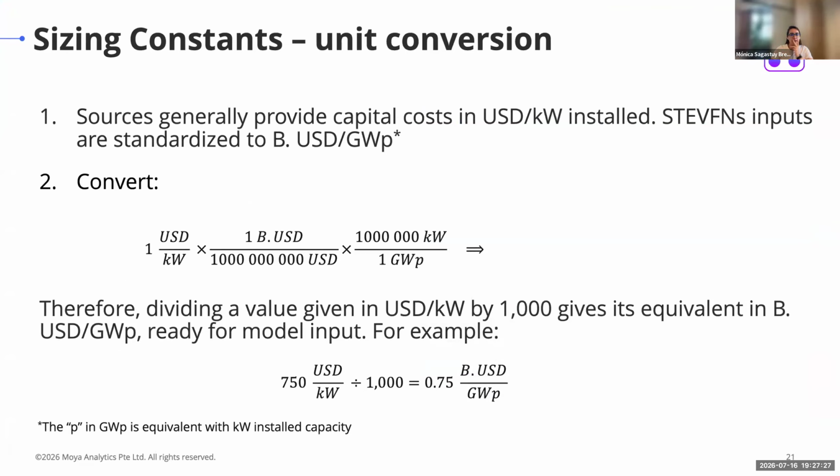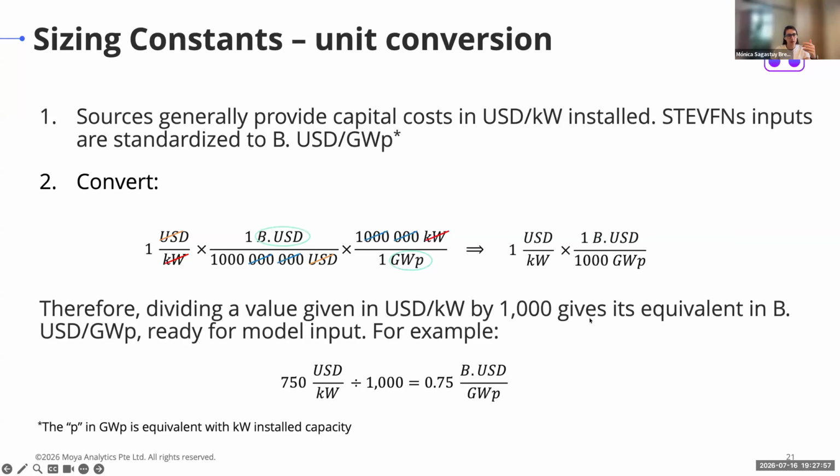This is an example of unit conversion, very broken down. If we have the capital cost normally in dollars per kilowatt, which is a very common unit for these, we need to convert it to a Stevens standardized unit. So we convert $1 per kilowatt to $1 billion per gigawatt. The thousands cancel, then we confirm that the units are the ones that we want, and we get the value.